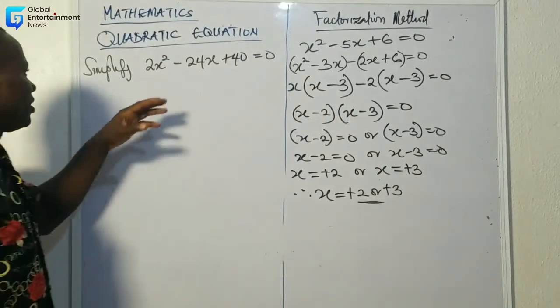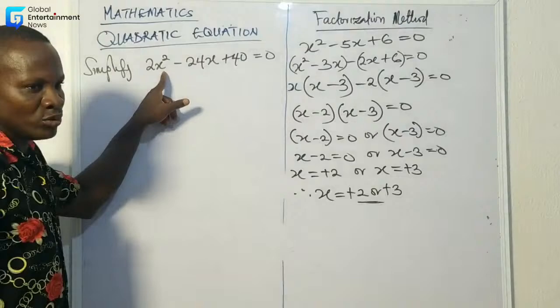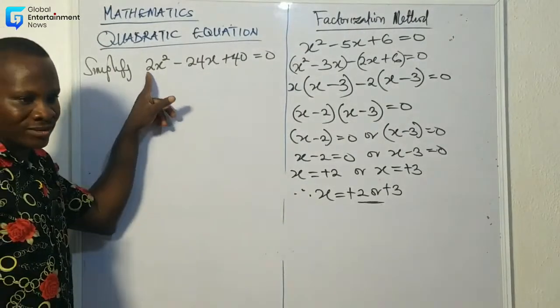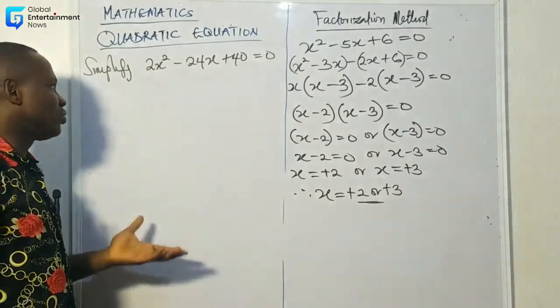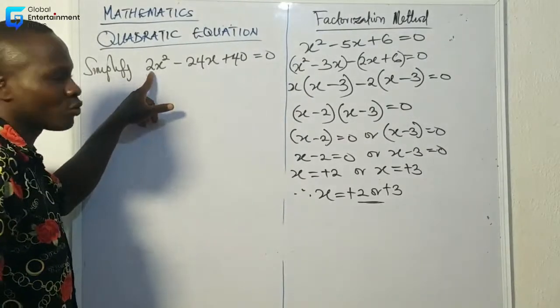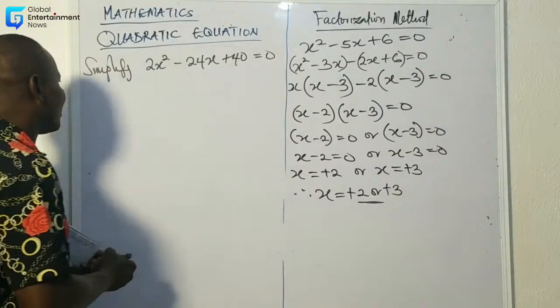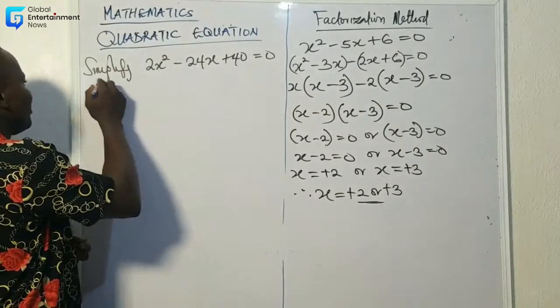Now, looking at the coefficient of the first variable, you are going to see that it's more than 1. Can you see? So what can you do here? You divide all through by this coefficient in order to make this one 1. Now let's try that.